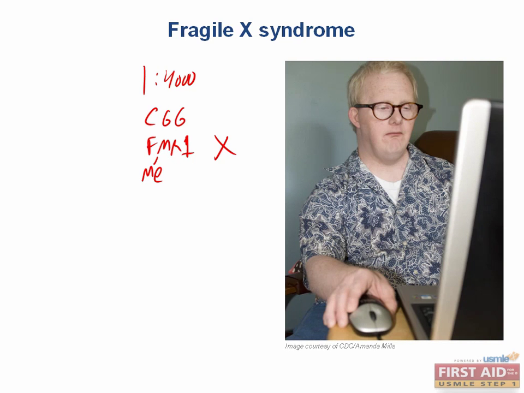You can first recognize this in a patient with a long face and a large jaw and everted ears, which you can see in this patient. And these patients will also have autism and macroorchidism and are predisposed to have mitral valve prolapse.